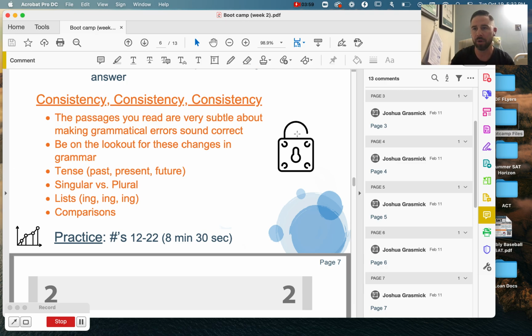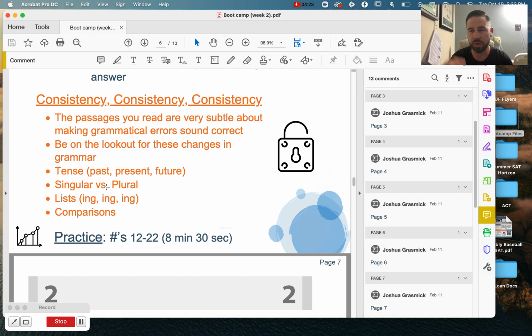We just want to remember consistency, consistency, consistency. And what I mean by that is that we always need to keep a consistent tense. Like if the story or the passage is in the present tense or the future tense or the past tense in a specific paragraph, they're going to try and switch the tense on you in a very subtle way for you to not notice that.